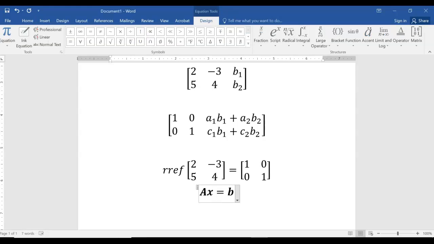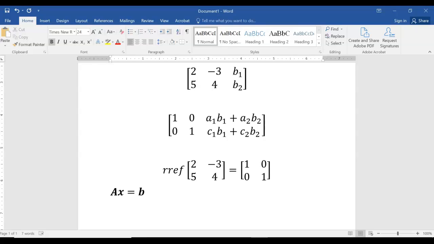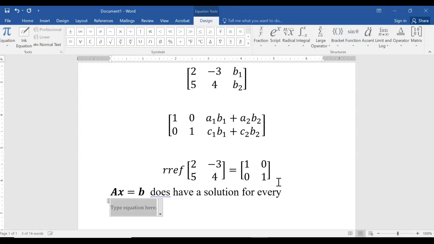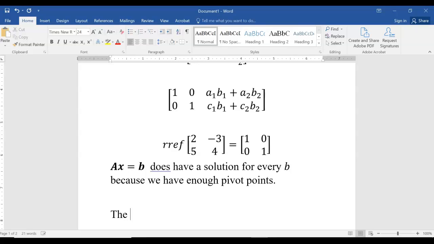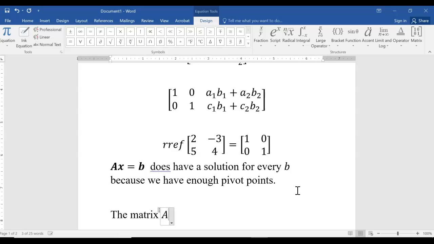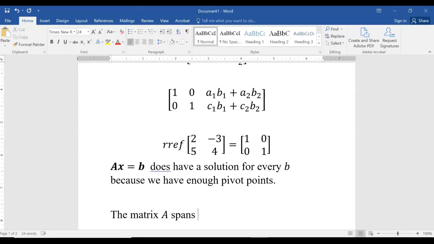So AX equals B does have a solution for every vector B. And that's because we have enough pivot points. In this case, we needed 2, we got 2. The pivot points need to cover every single row. And therefore, we can say that the matrix A spans R2.